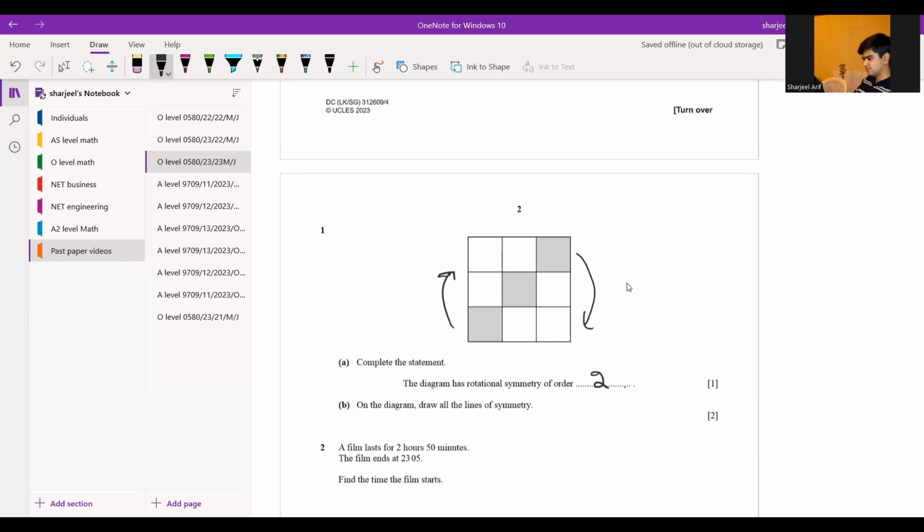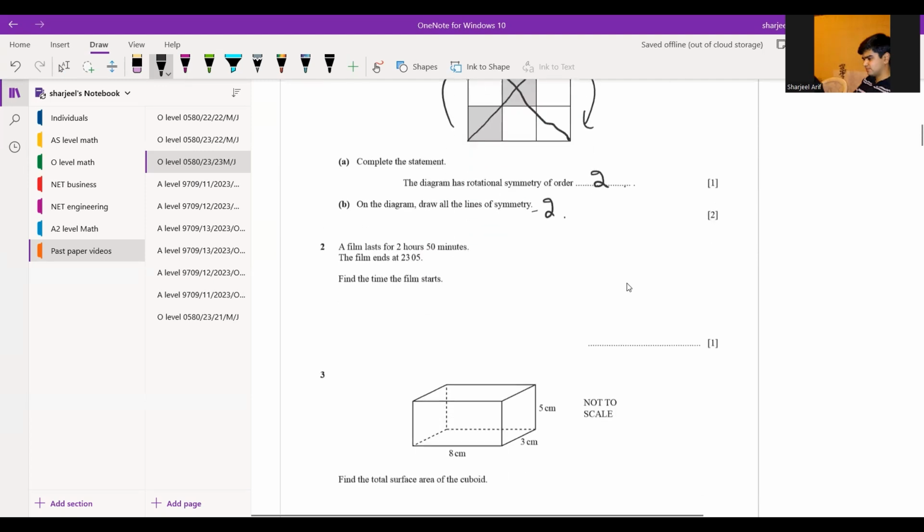For the second part, we have to find the lines of symmetry. So we have to draw the lines so that this will cut the diagram into the same shape twice. Look at the downward side and look at the upward side. It's the same. So this is called a line of symmetry. This is the first line of symmetry. And if we cut it from here, this will be the second line of symmetry. So there are 2 lines of symmetry.